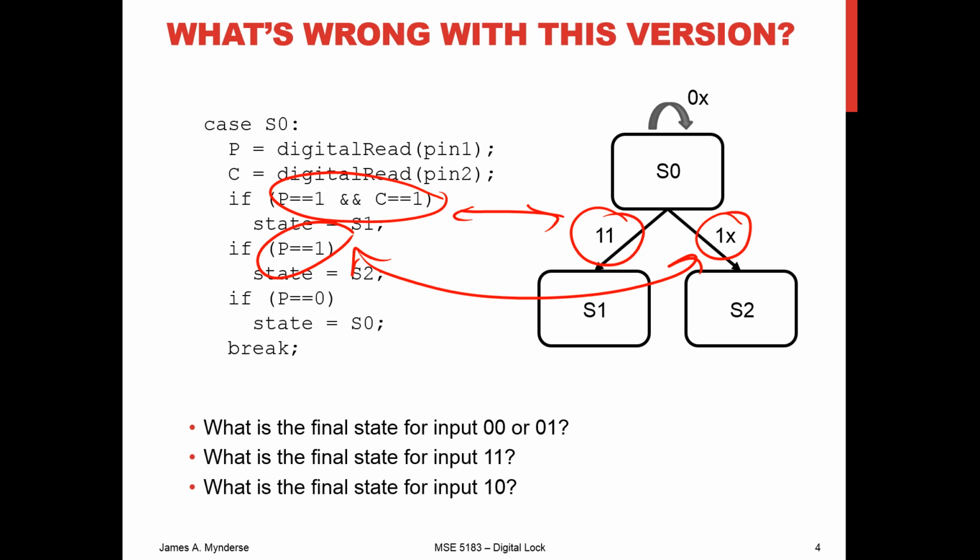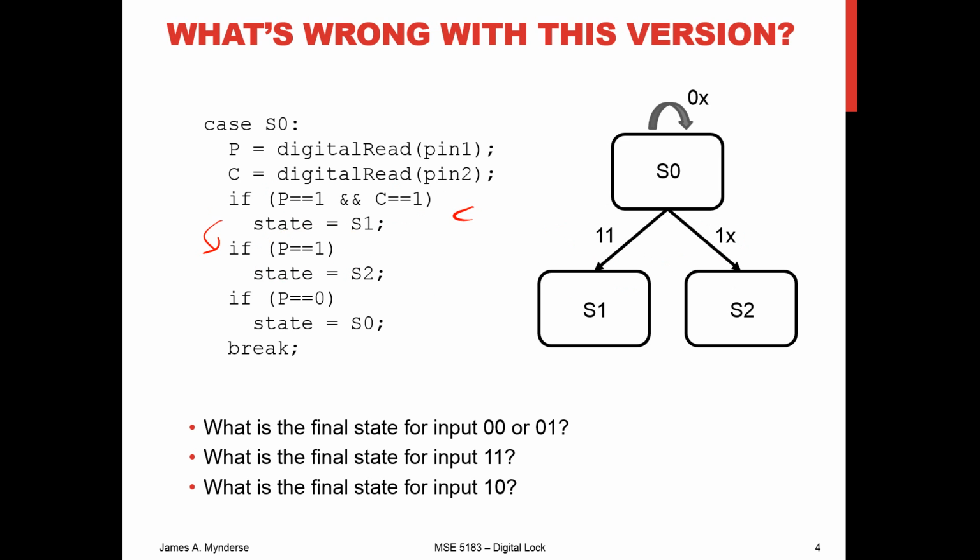Well, if you follow through the logic here, in the first case, you're going to set the state equal to S1, but then you're going to read the next one and say, well, that's also true, so now we're going to set it to S2. So we'll never actually get to S1 with an input of 1, 1. If we get an input of 1, 0, we'll still end up in S2. So that's not good.